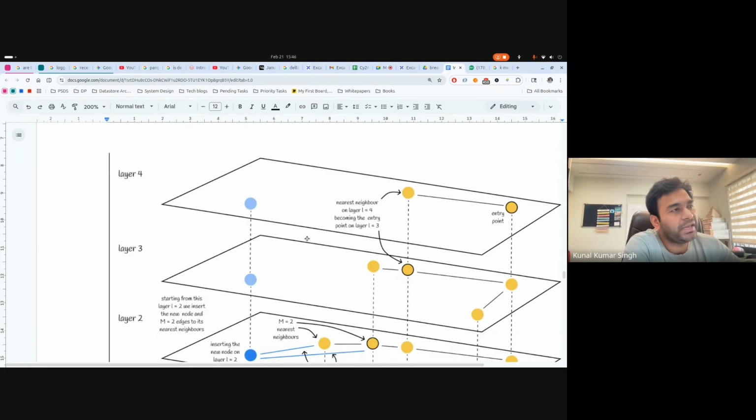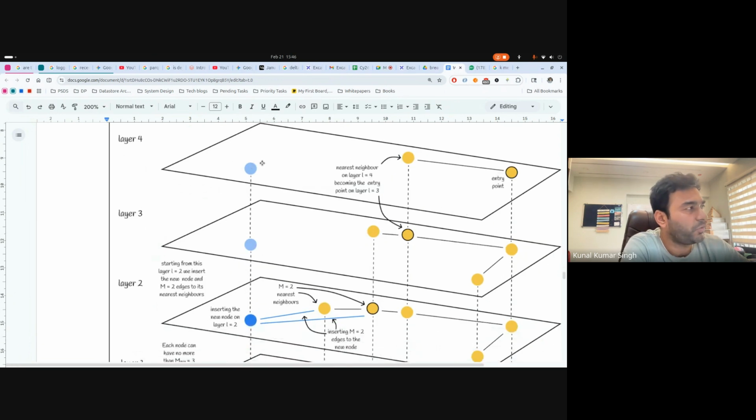Search will always begin from the topmost layer. When a new query vector comes, this is the query vector. The blue one is a query vector, and the yellow ones are the product vectors. Search will always begin from the top vector. So first let's see how the search is happening, then we will see how the construction of this index will happen. So let's say there is a blue vector.